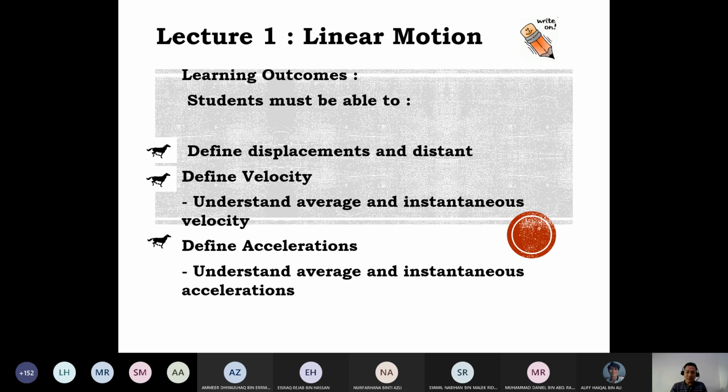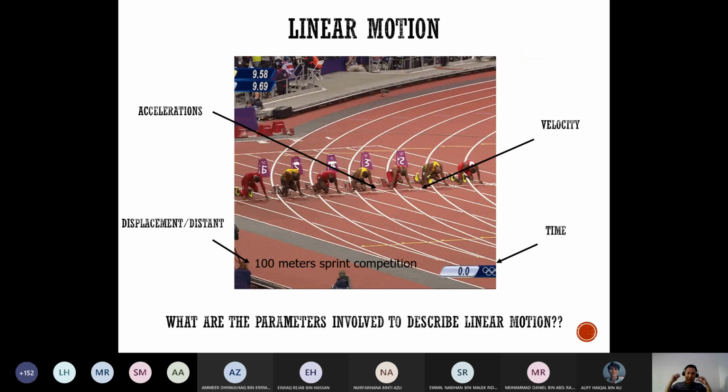Okay, now we start with this. Can you see this animation first? I want to relate it to linear motion. It's not the current Olympics, not in Japan. I think this is in Rio in 2016. This is the 100-meter sprint competition, and if you notice, there is Usain Bolt. Okay, that's the linear motion.